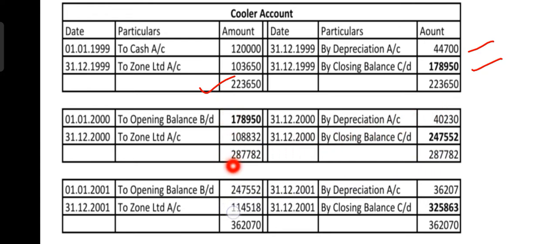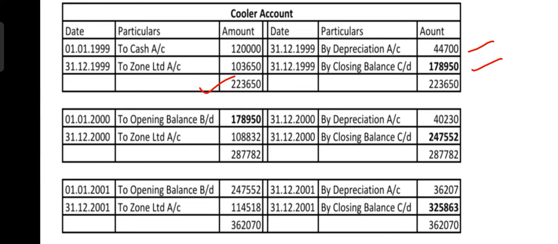Find the total under debit side, because it is more, it is 2,87,782. Write the same under credit side, 2,87,782. From that you are going to deduct 40,230. So you will get the balancing figure, that is 2,47,552. That is the closing balance for year 2, that is 2000. Now this 2,47,552 becomes the opening balance for 1/1/2001. Opening balance brought down 2,47,552.